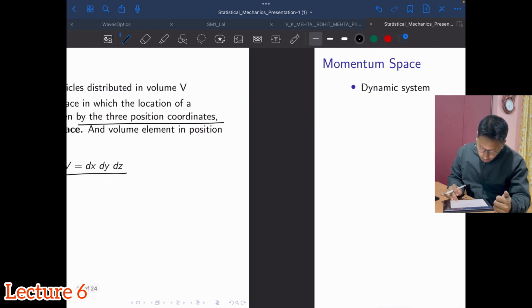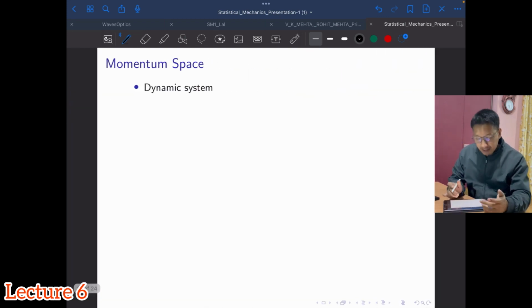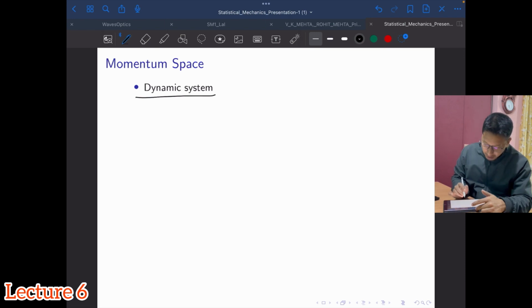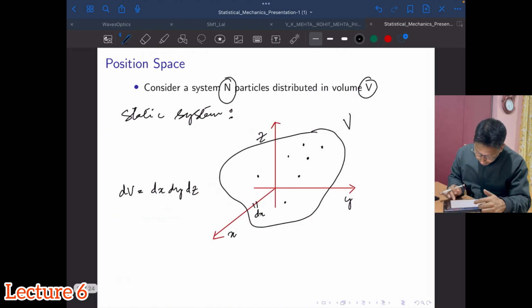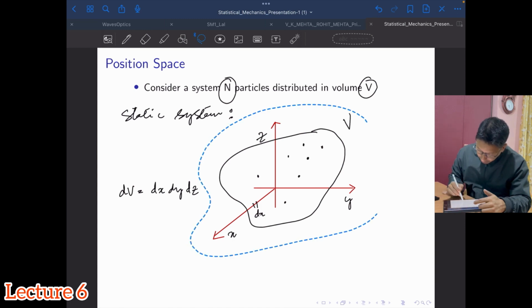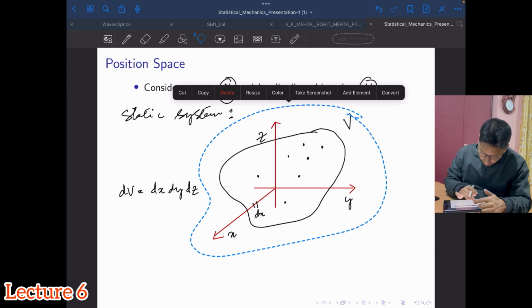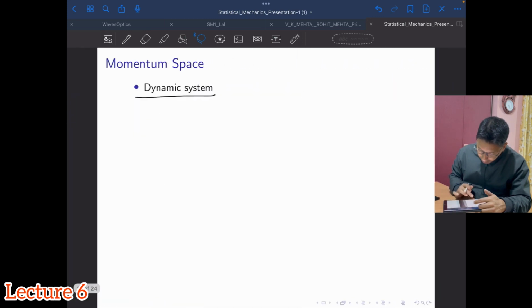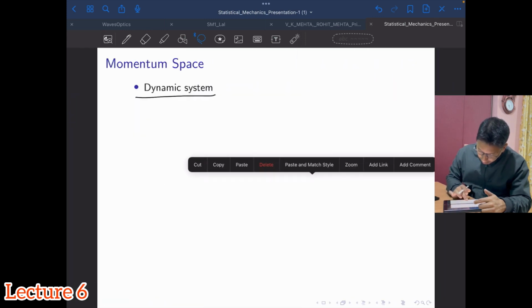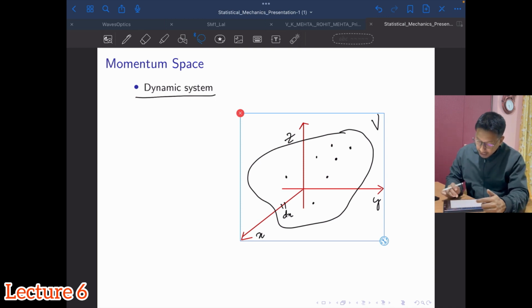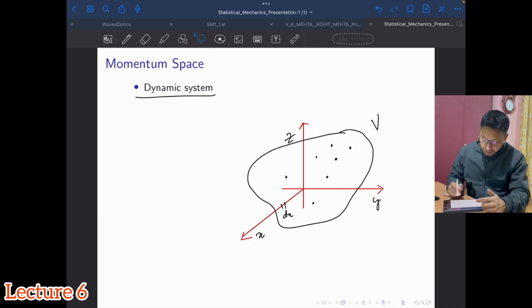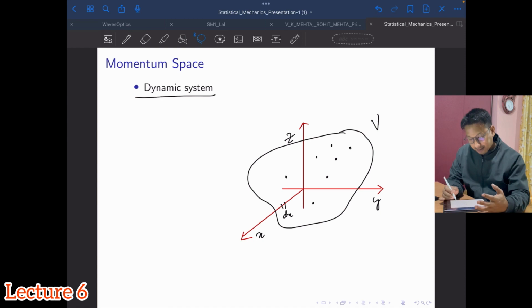Now, if we have a dynamic system, let me copy this expression and paste it here. Again I have this system. Now, instead of a static system, the same system that we have considered is now a dynamic system.